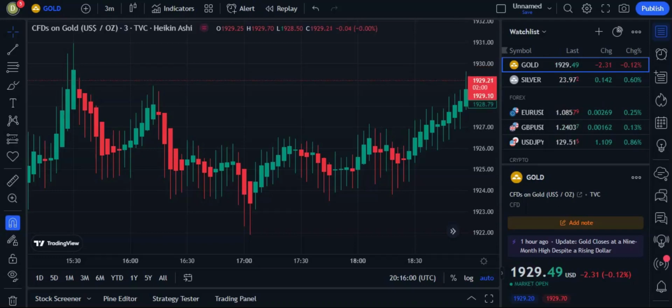Hello everyone, this is Daniel with uGenesys, and today I'll be showing you an amazing indicator in TradingView that is basically a secret to most traders.